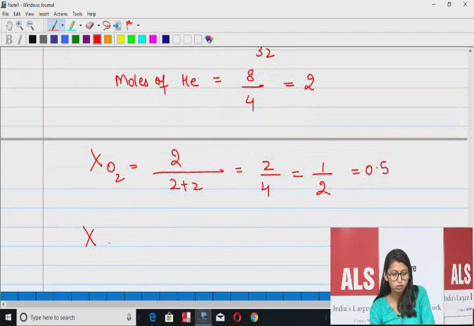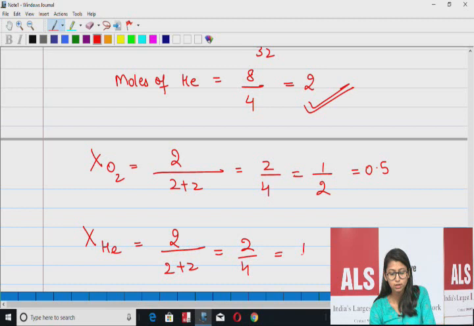Now, let's say if I have to find out the mole fraction of helium also. What will be that? Again, because I'm getting the same moles, na? So 2 moles are there. Again 2 plus 2, again I'll be getting 2 by 4, so this will be again 0.5. And what I was saying, if I do 1 minus 0.5, I will be again getting the same amount, right? So this is the case.